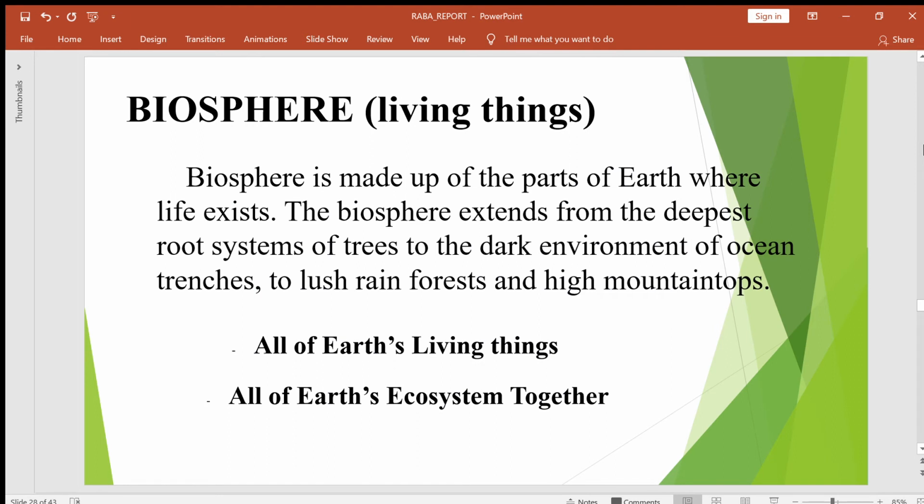The fourth component, the biosphere, living things. The biosphere is made up of the part of Earth where life exists. The biosphere extends from the deepest root system of trees to the dark environment of ocean trenches, to lush rainforests and high mountain tops. All of Earth's living things and all of Earth's ecosystems together.